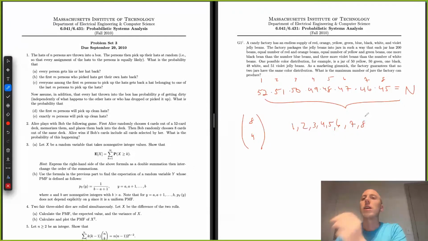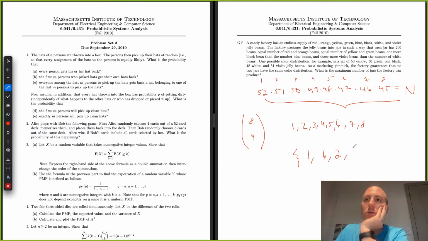All right, so now we have 8 things and we choose 4 of them. So we basically want to choose 4, like 1, 6, 2, 7. That's 4 of them. It's how many 4-element sets can we make from 8 things?